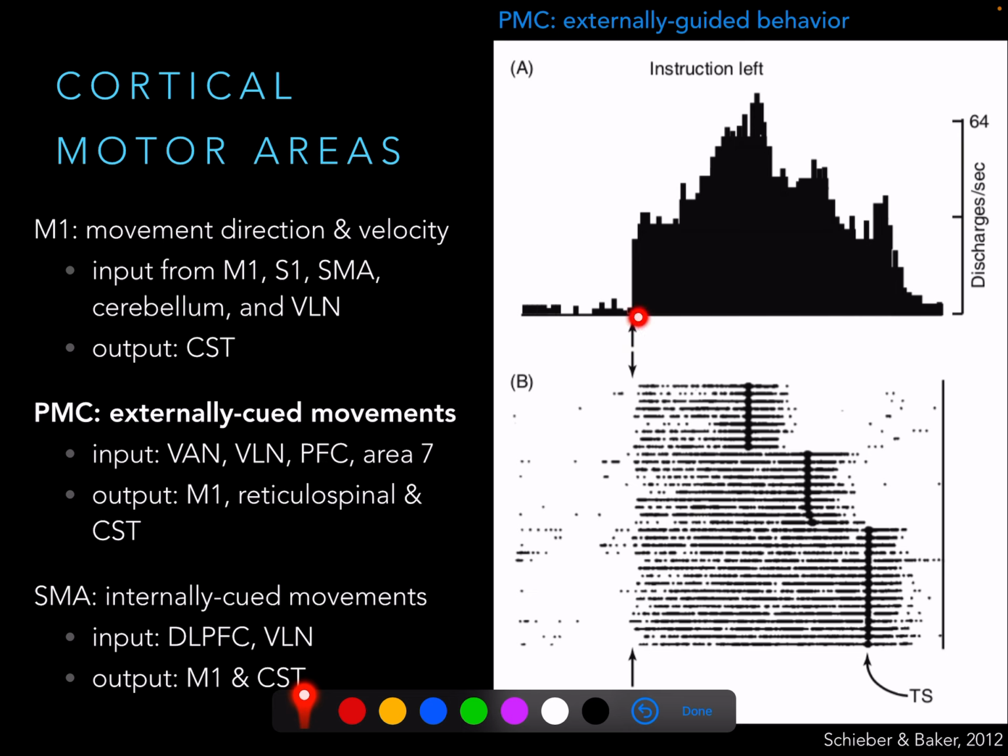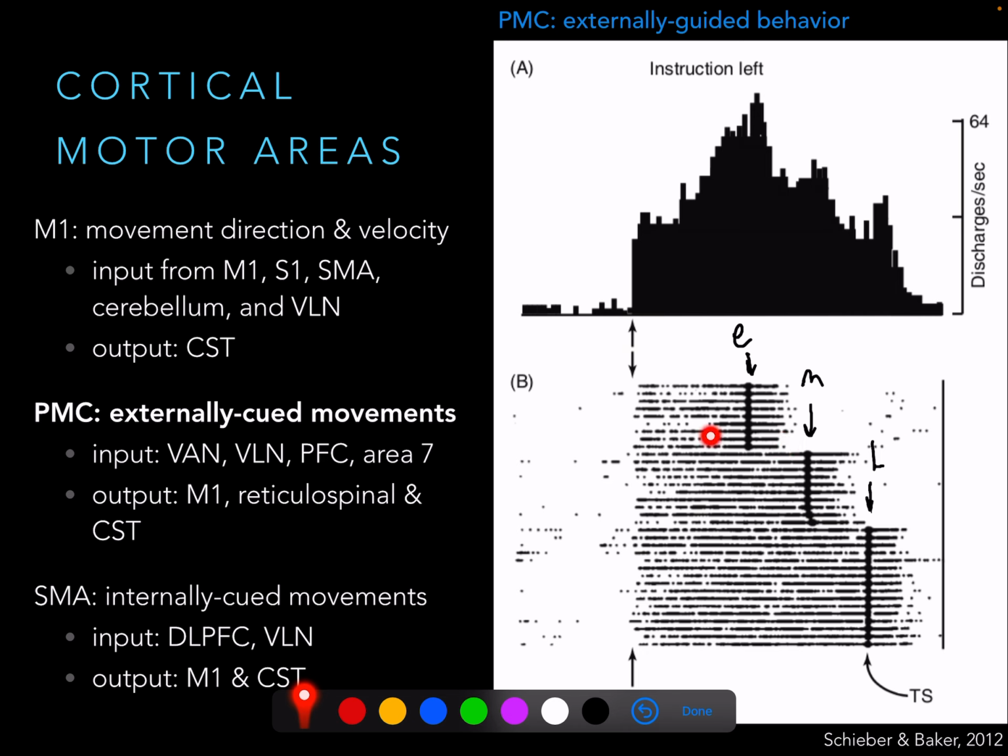And then they wait some period of time until they deliver a tone. Now, in some cases, they've delivered it early. In some cases, kind of middle of the road. And then over here, this is delivered much later. But once they deliver the tone, then they get the movement. And notice what happens. The premotor cortex is silent.